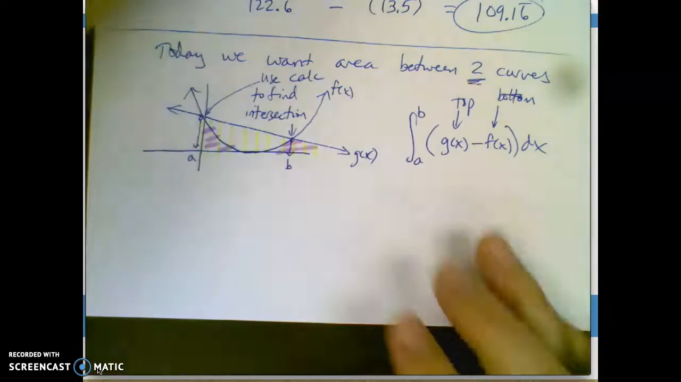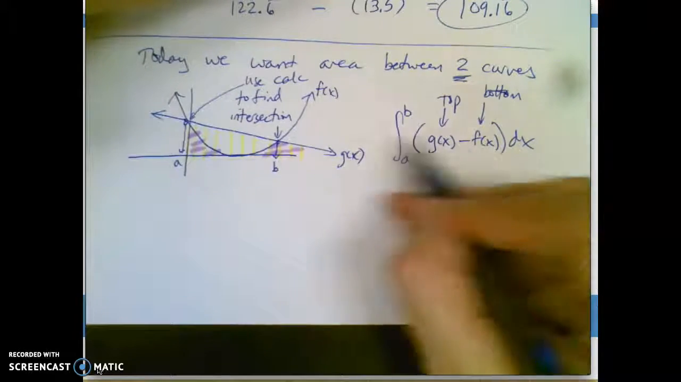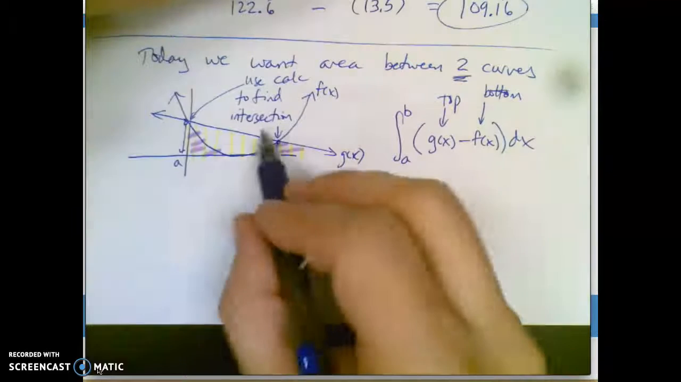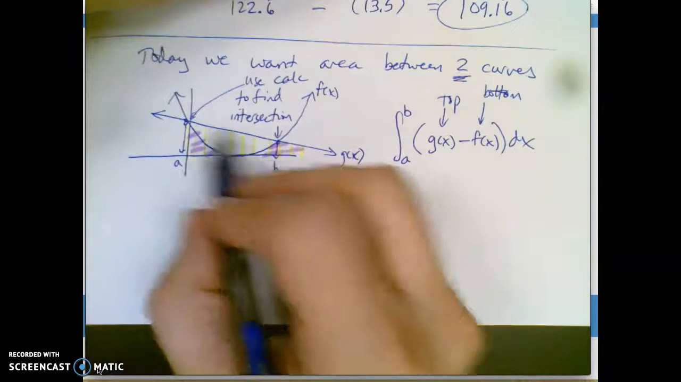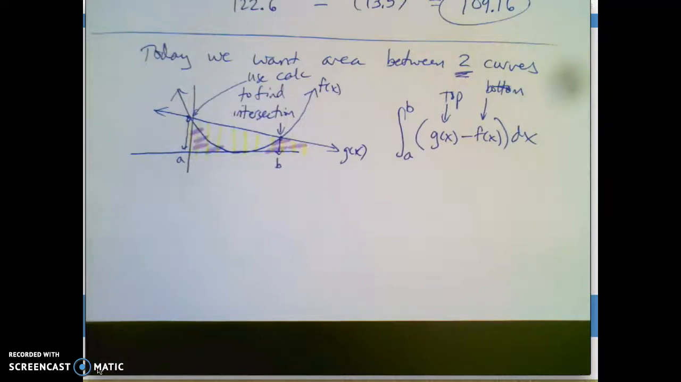The math part will look no different than this. You'll have whatever equation for that straight line minus whatever equation for the curve. As long as you find where it starts and where it ends, it takes care of itself. So let's do an example problem.